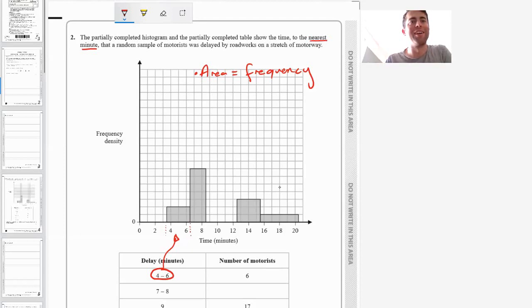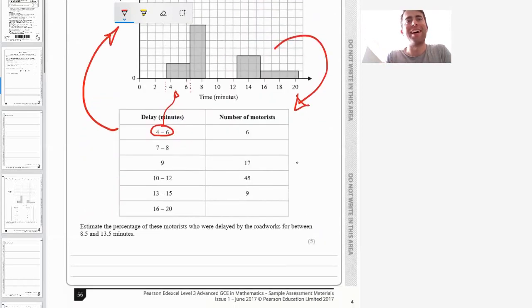Now, why is it like a puzzle? Because we've got to use this information to find how to label the frequency density up the side. Then we use the information that's here to fill in the missing values in the table. And then we use the values in the table to figure out what we actually need. That sort of going back and forth, I think, is quite nice. Hopefully you'll enjoy it as much as I did.